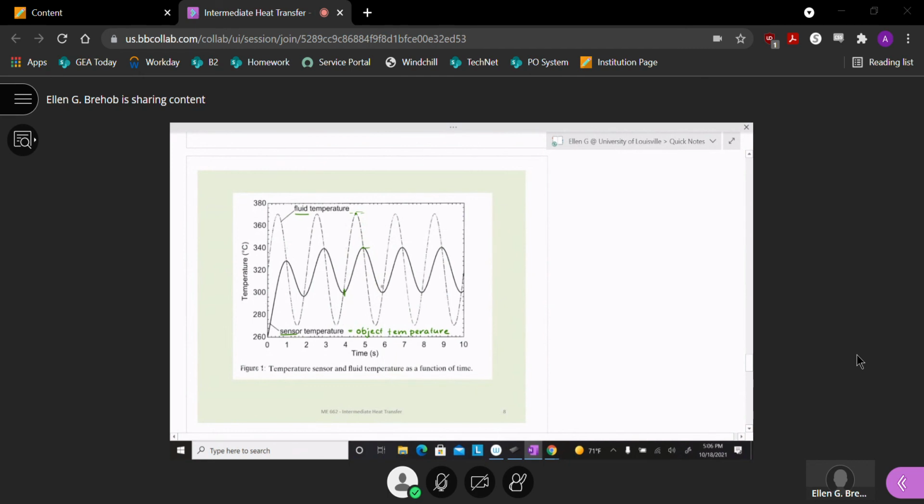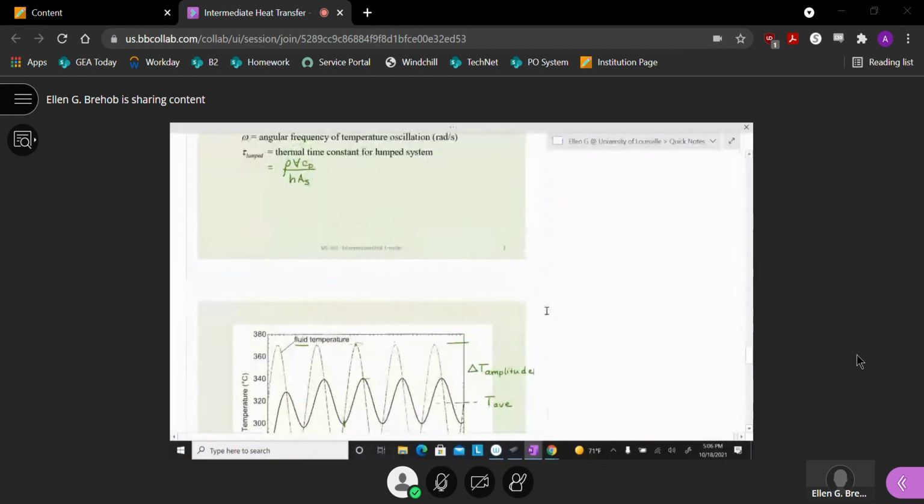Okay, so one of the features that we see, let me draw some stuff in. Okay, so let's say this is about T average. And this is delta T amplitude, so half of the maximum swing that the fluid temperature goes through. Okay.